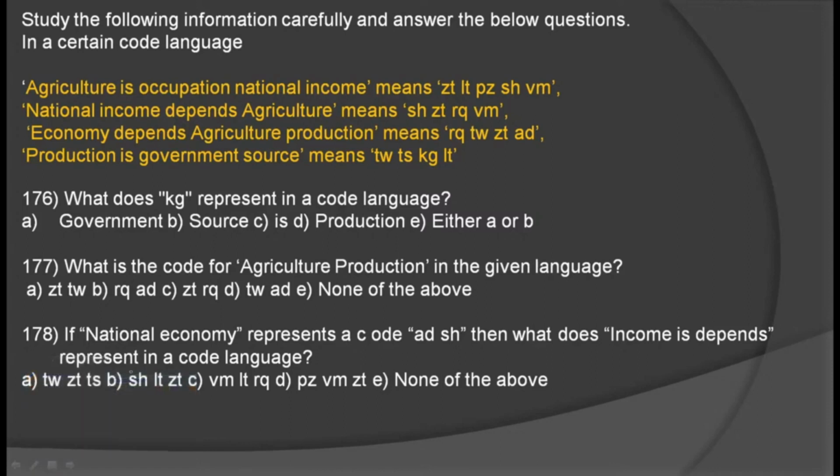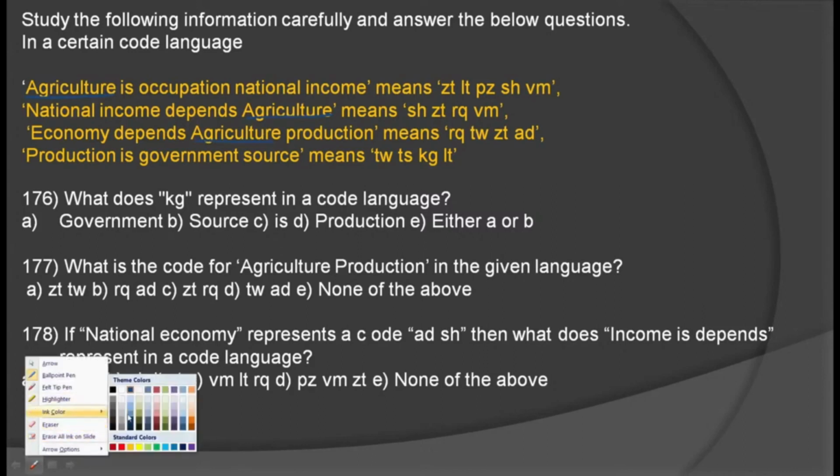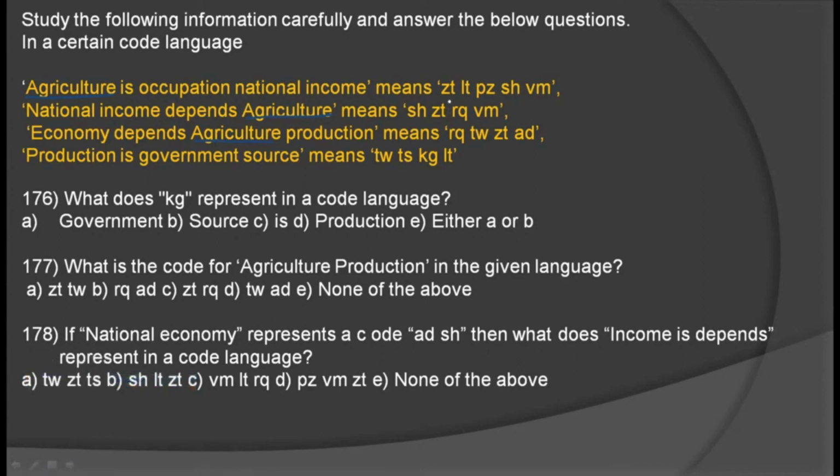So let's see. Here there is a word which is repeated: agriculture, in statements 1, 2, and 3. Guys, if the agriculture word is repeated, definitely the code is also repeated in these three statements. Maybe jetty. Observe that there is no LT, no PZ, and there is SH. Maybe another word is repeated, VM. There are three words repeated, like national and income, which are common in statements 1 and 2.